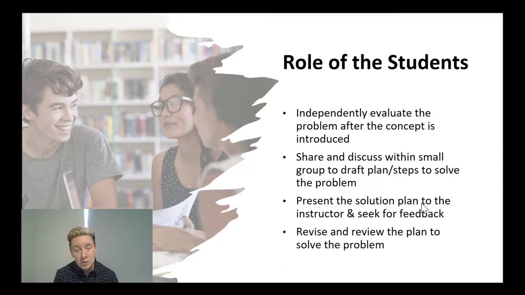So they come to this situation prepared, they understand the concepts, and the first thing that they would need to do when presented with the problem is to independently evaluate that problem, to talk and discuss in their group and come up with a plan and steps to help solve that problem. They present that plan to their instructor, they get feedback, and they revise and review that plan and start solving the problem.